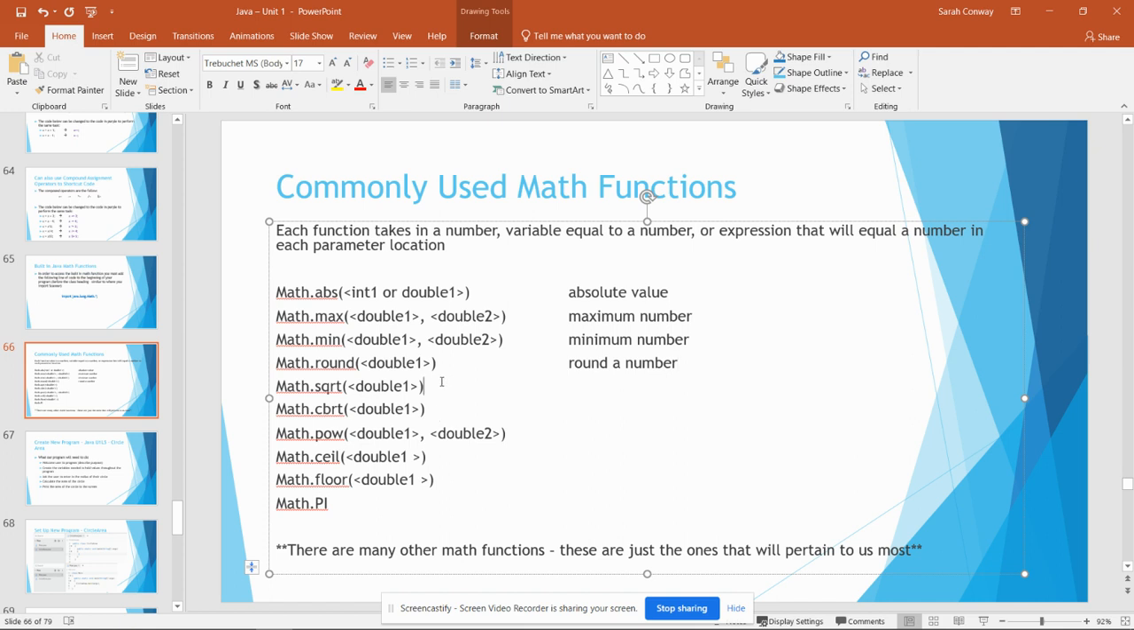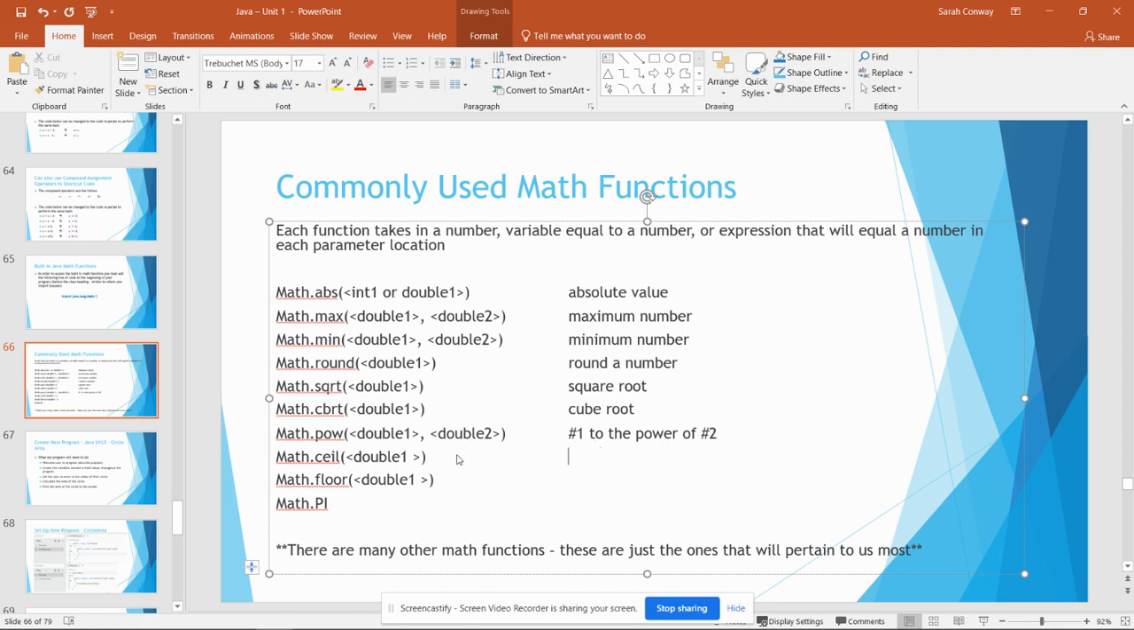Then from here, Math.sqrt, because that looks like the word square root, that's exactly what it does. It finds the square root of the number that you put inside of that function. Cube root, or CBRT, stands for cube root. It's going to find the cube root of that function. Pow is going to take the first number to the power of the second number. So you can see you enter in two numbers there. It takes number 1 to the power of number 2.